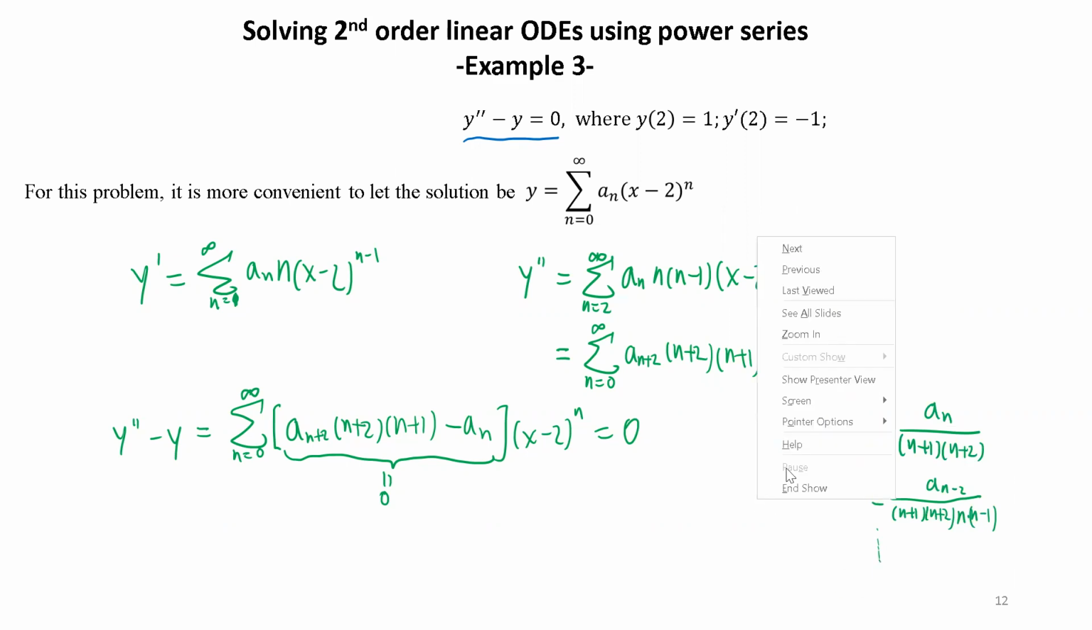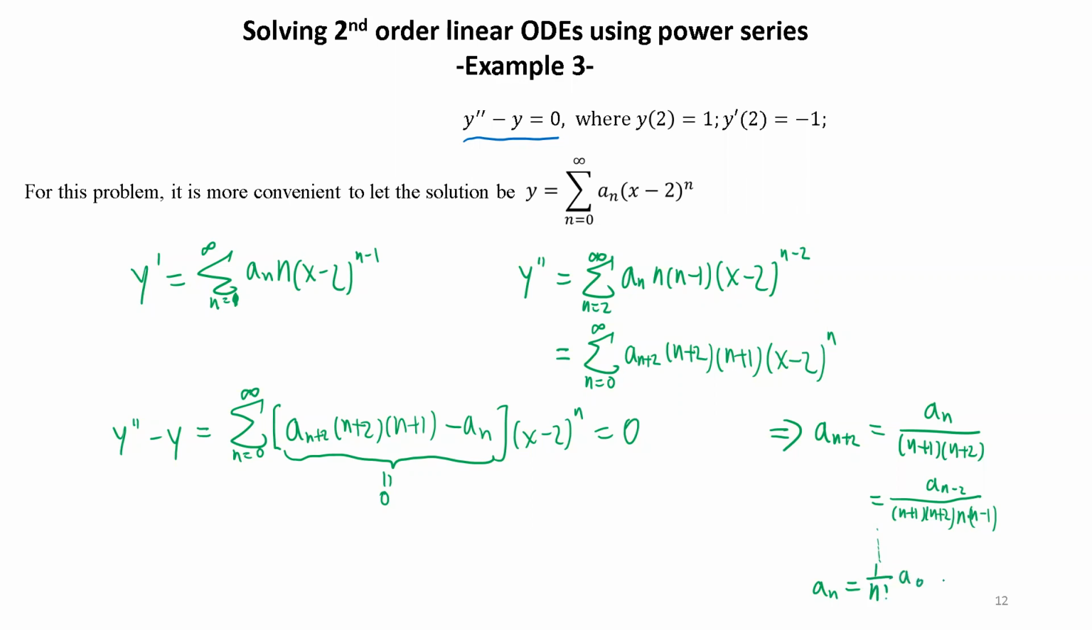So you find that a_n over here is given by 1 divided by n factorial times a naught, or it depends on odd or even. Okay, it's 1 divided by n factorial times a1. So this is for the even, this is for the odd.